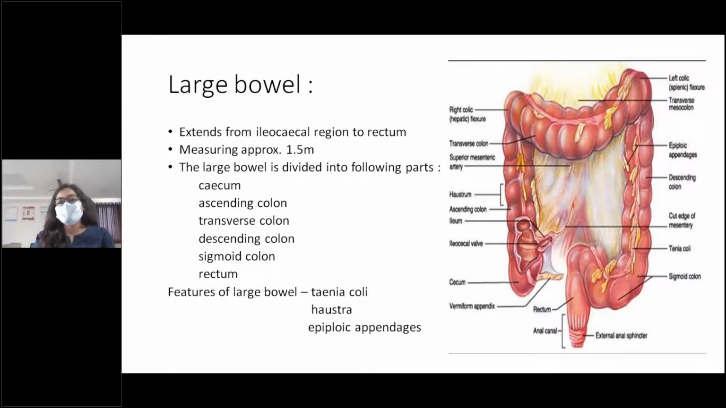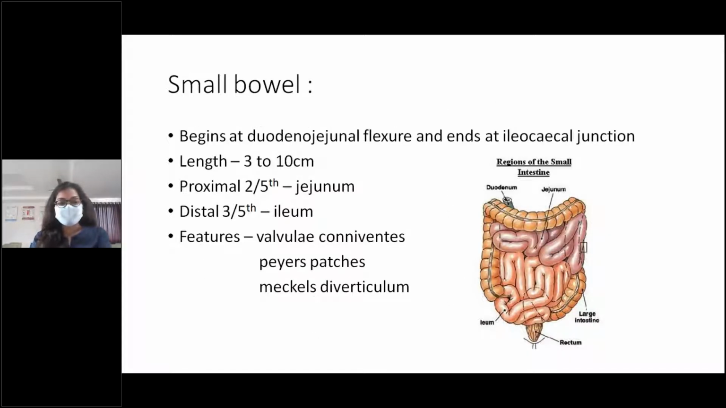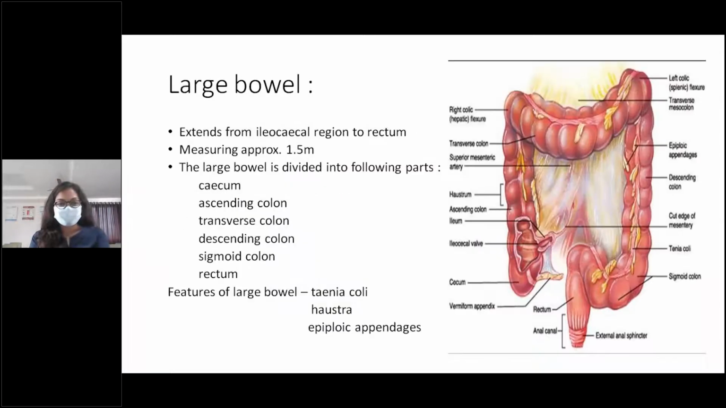Large bowel. It extends from the ileocecal region to the rectum and it measures approximately 1.5 meters. I'm sorry, the large bowel is not in centimeters, it is in meters. The large bowel is divided into the following parts: cecum, ascending colon, transverse colon, descending colon, sigmoid colon, and the rectum. The features of the large bowel include the taeniae coli, haustra, and epiploic appendages. You can see in the diagram.